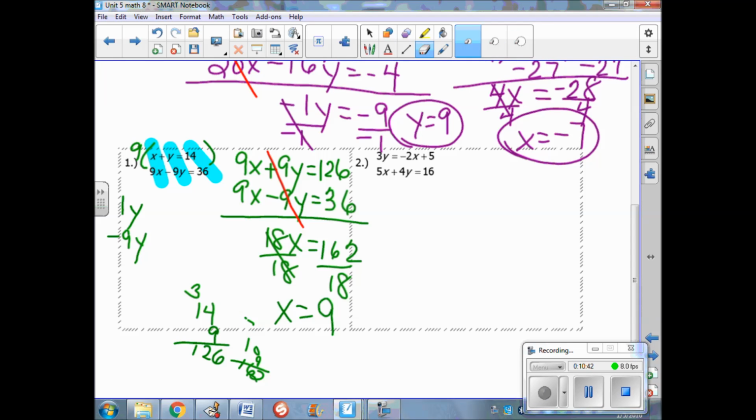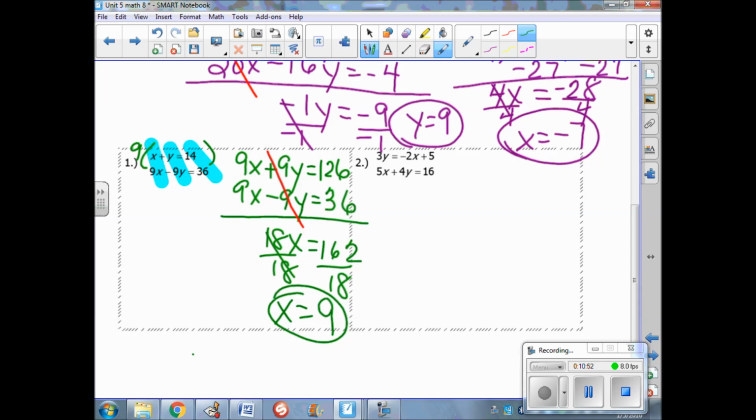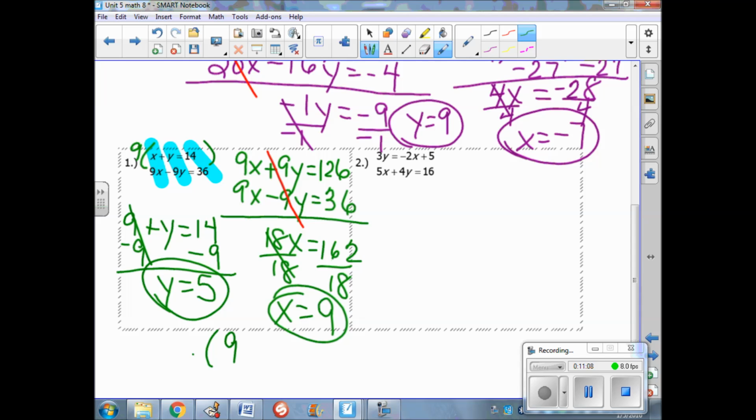So now let's find the y that goes with that x. I'm going to have to erase my scrap paper, so I've got a little bit more room to write. Let's take that x and plug it back into one of the originals. I'm going to go back into that first original just because it's a little simpler. And now I'm solving for y. Y equals 5. My final solution, 9, 5.